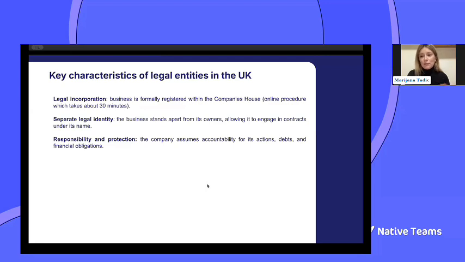Second thing, as I previously mentioned, is separate legal identity, which means that the company has its own separate legal identity from its owner, from our users, which means that the company can enter into contracts in its own name. It's solely responsible for its tax and other legal obligations, and so on. And of course, subsequently, the third point here is responsibility and protection. So the company assumes accountability for its actions, debts, and financial obligations. This is all divided from the personality of the owner of the company.